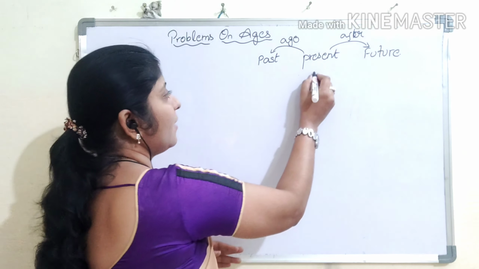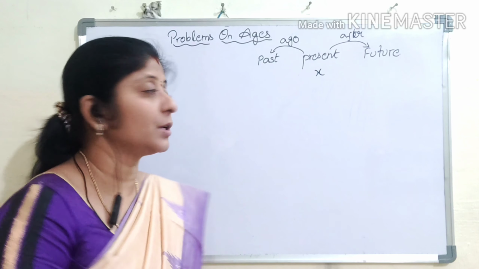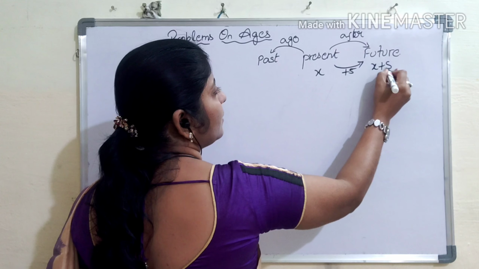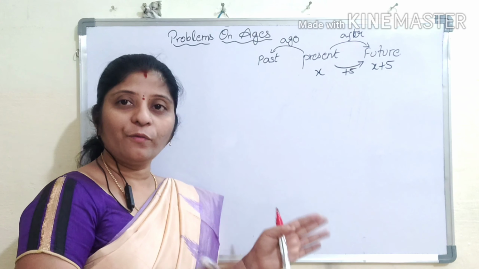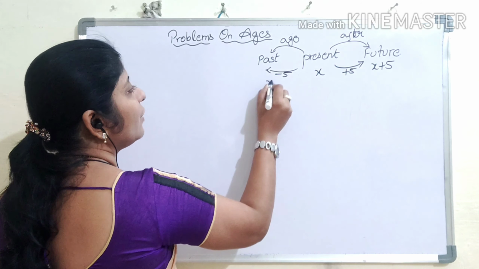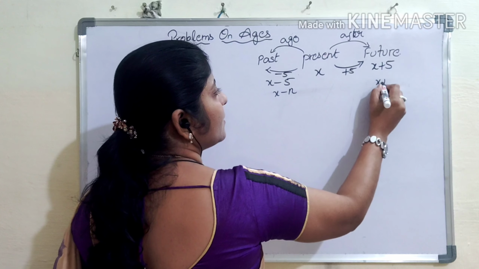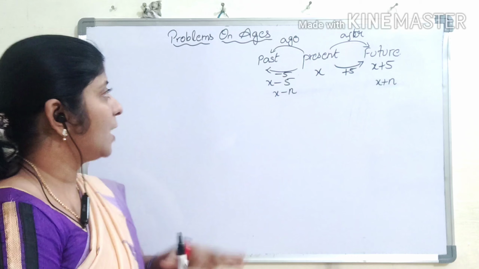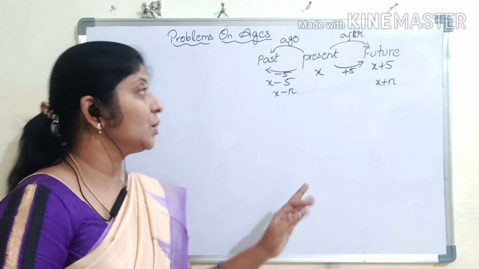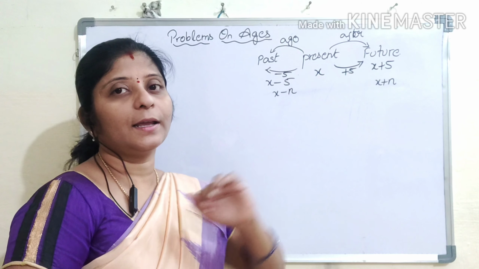If present age is given as X, and you have to find out the age after 5 years, then you have to add 5, so you get X plus 5 as the age. Ago 5 years, what is the age of you? Then you have to subtract 5 years. This will be X minus N, and this will be X plus N. For past, we will subtract the given number of years from the present age. For future, we will add the number of years to the present given age.